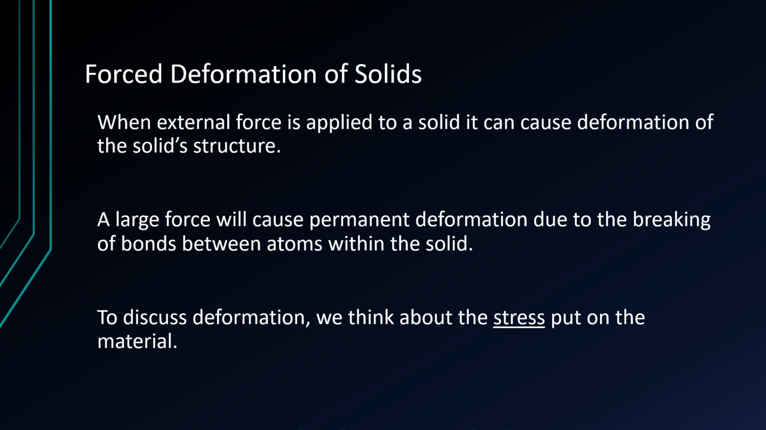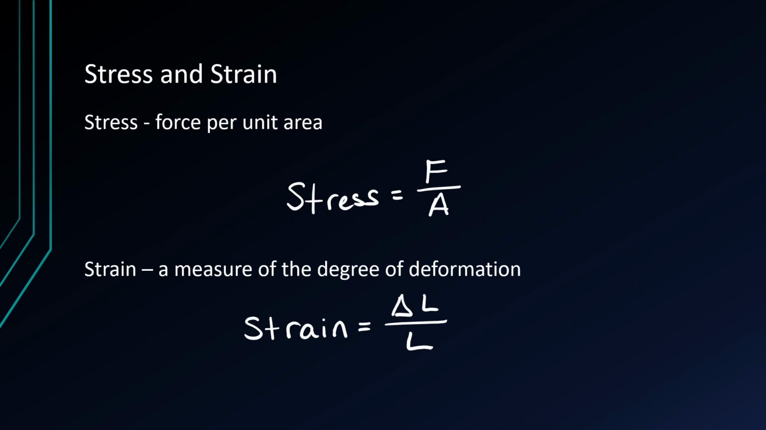To discuss deformation, we need to think about something called the stress that is put on the material. Stress is just our force per unit of area. How much force are we applying over a specific area? And strain is going to be a measure of the degree of deformation. So how much has the object changed shape in comparison to its original size?